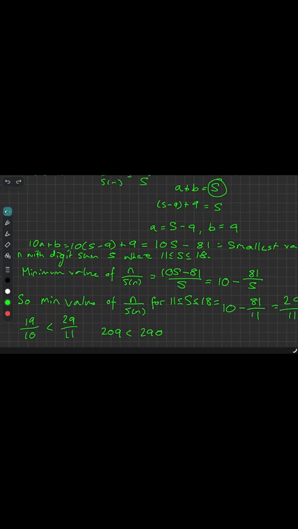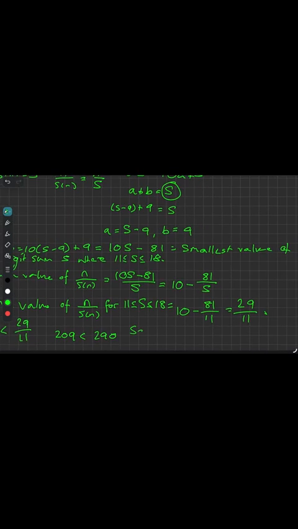Precisely, 19 on 10 is obviously 1.9. 29 divided by 11 is 2.63 recurring, so on and so forth. And so 19 on 10 is going to be the minimum possible value of n divided by s of n. Okay, so 19 on 10 is the min of n divided by s of n for n in the positive integers, n 2-digit. I'm running out of space.